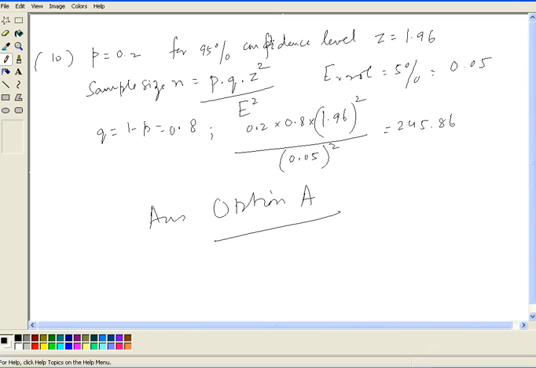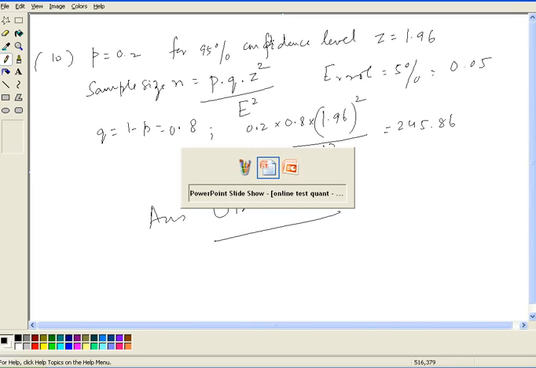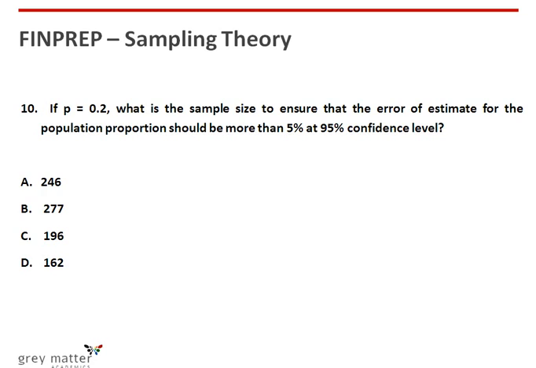95% confidence level, which is equal to 0.05 or 5%. So substituting those values, you get 245.86, which is rounded off to 246. So when you look at the answer, the option is A. Going to our PowerPoint presentation, it is option A, which is closest to 245.86, that is 246 rounded off. So the answer 246 is the closest answer.